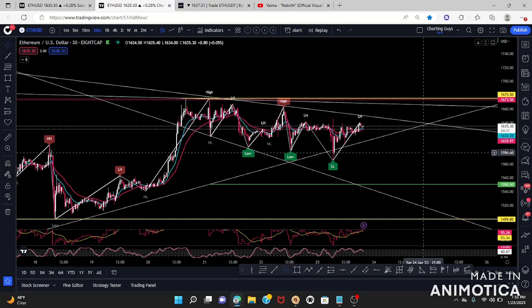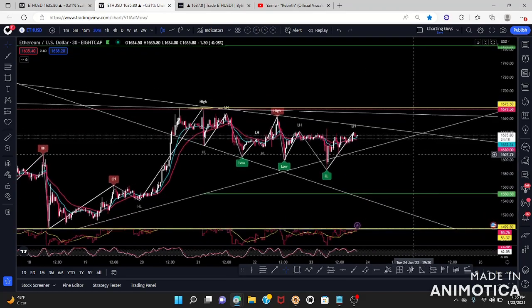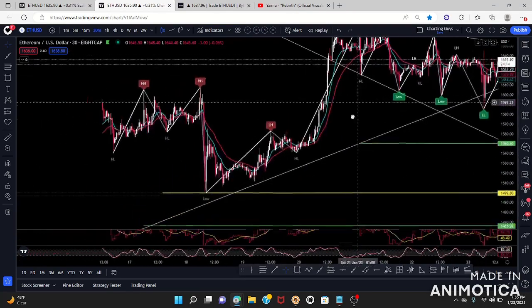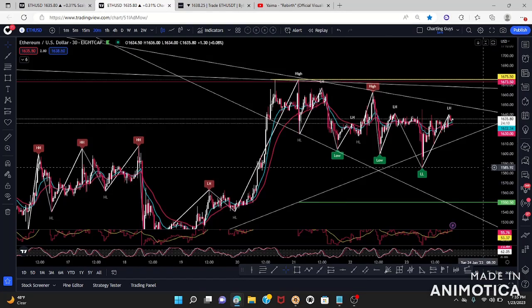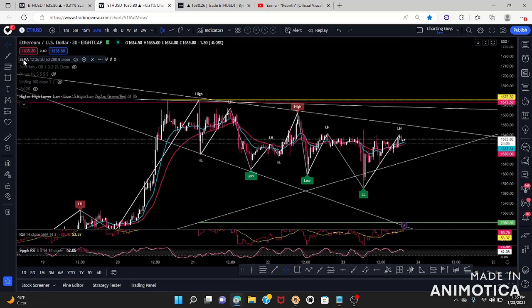A descending, like, megaphone, right? And those megaphones tend to break to the upside just based on that. So again, if the trend has gone, just let it do its thing, be patient, wait.